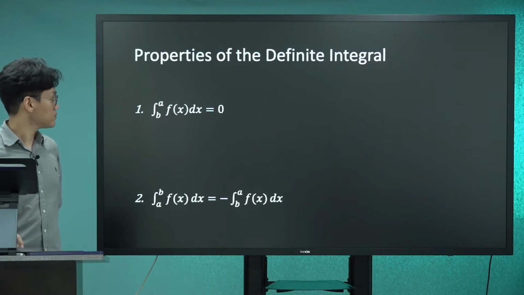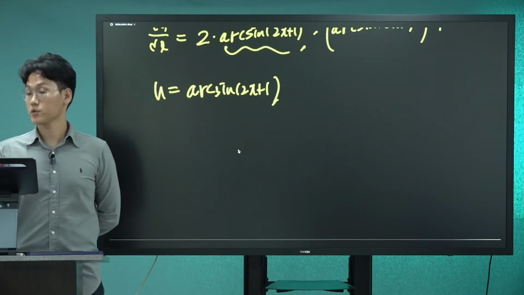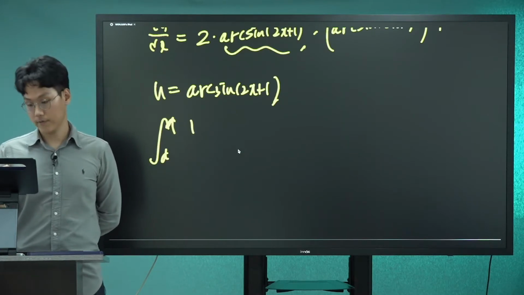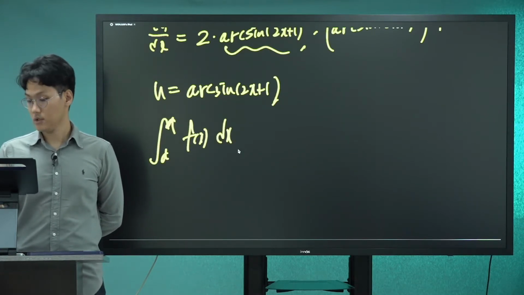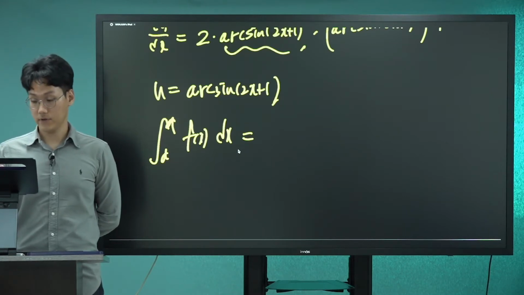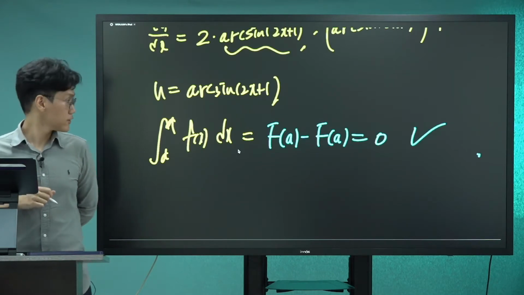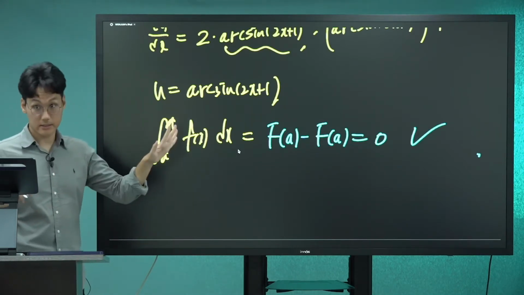So I'm going to go with this. If I'm evaluating the integral from a to a of a function by the definite integral, that's capital F of a minus capital F of a, right? Which becomes a 0. Okay, so evaluating from the same bound is a 0.